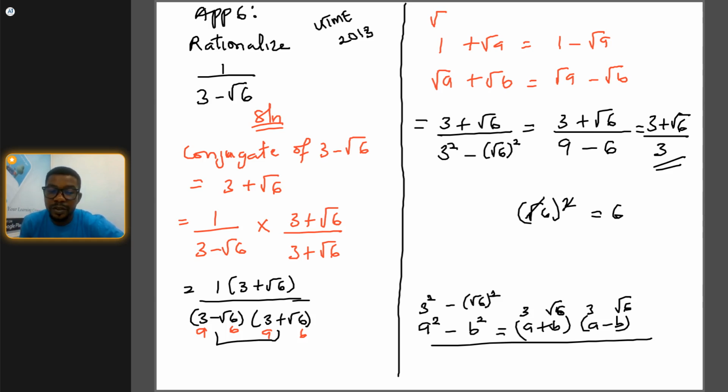Rationalize this expression. After rationalizing that expression, we got this response, 3 plus root 6 over 3. So this is going to be the last application. We've treated 2 applications on logarithm, 2 applications on indices, and 2 applications on surd. So I believe the last application we did, which is application 6, is clear to us.